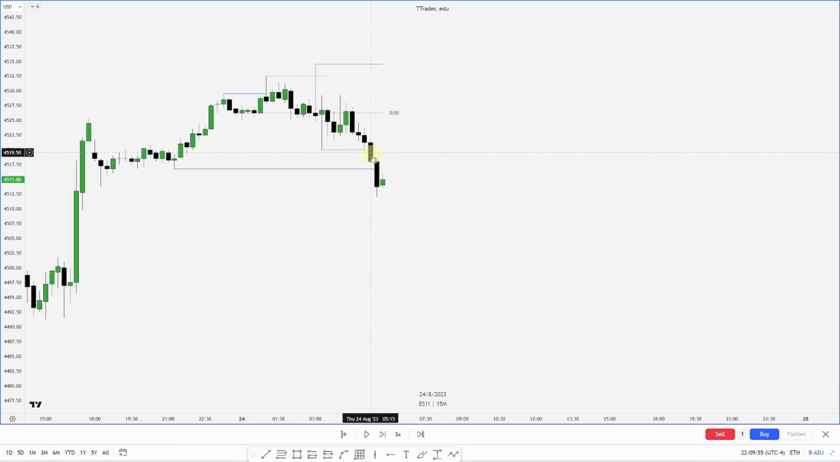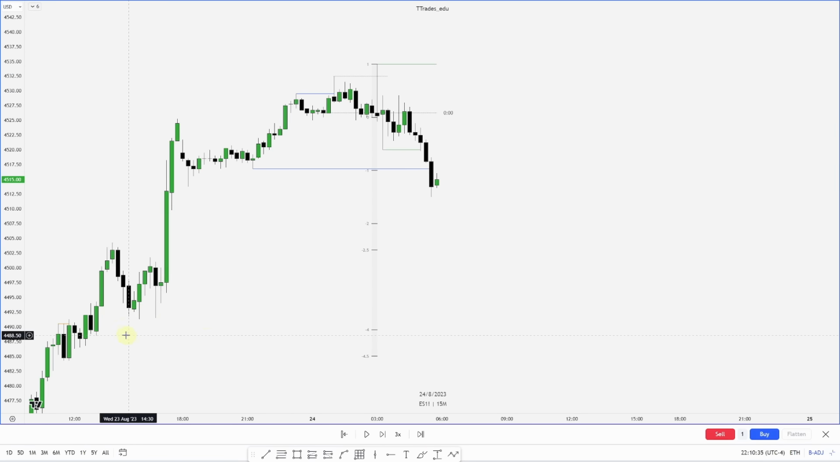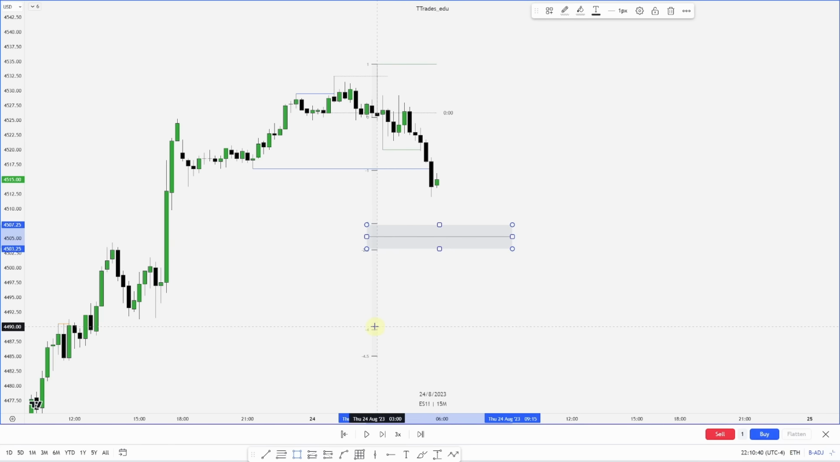And there we go, we get displacement below the Asia low. The next thing I'm going to do is project out this manipulation from London. So I know that the low was put in here and then a high here, so I will project it from here to here. We have some lows resting over here, but I'm just going to focus on this 2 to 2.5 and this 4 to 4.5 area here.